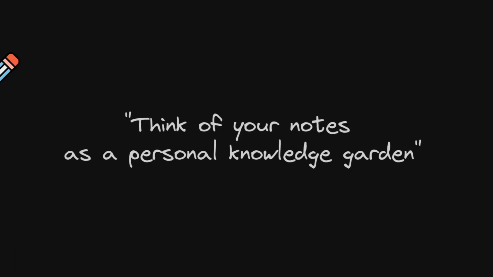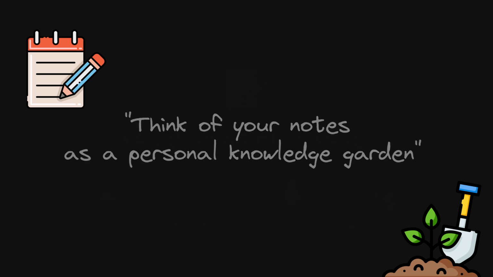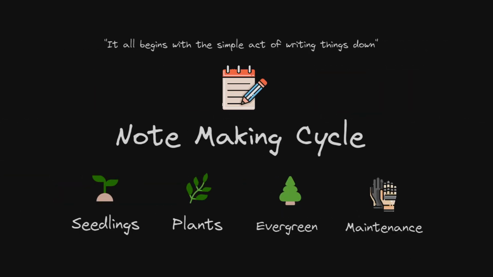Note making. Think of your notes as a personal knowledge garden. Notes follow a note making cycle. There are 4 stages to the note making cycle. The first stage is the seedling stage. Think of new notes that enter your system as seedlings. As they grow, they develop into plants. Evergreen notes are your final distilled note.